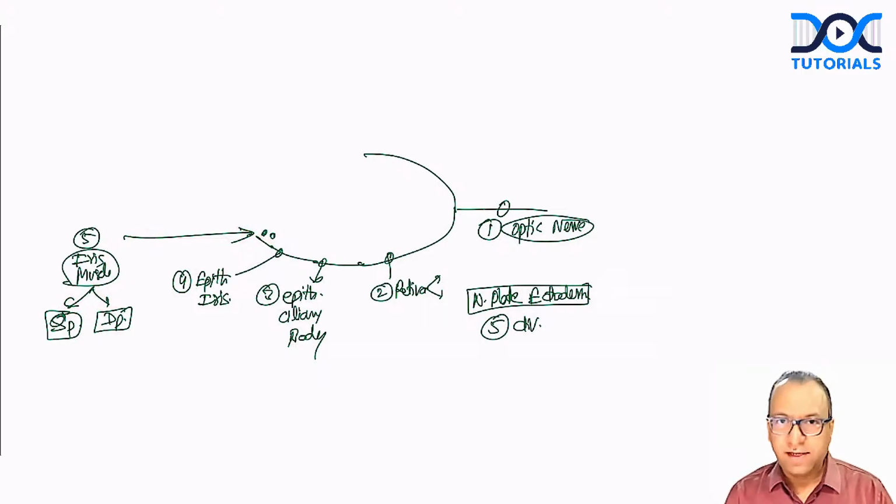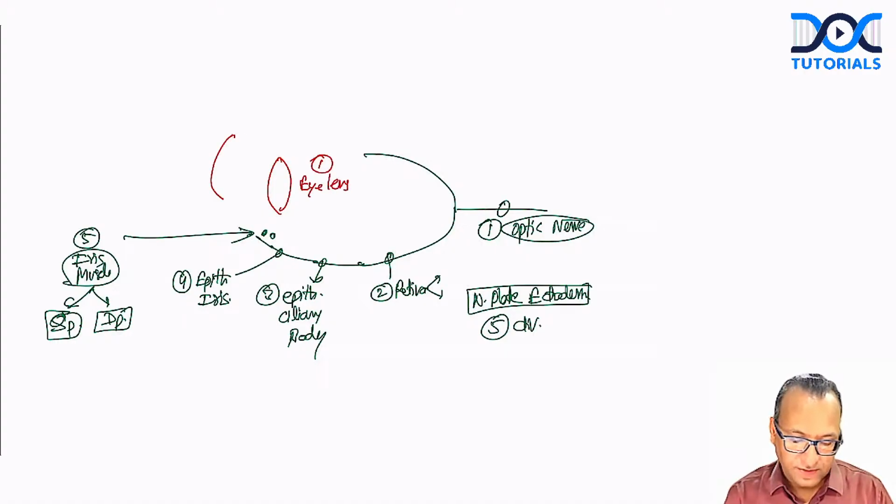Then what are the two derivatives of surface ectoderm? The two derivatives of surface ectoderm are, number one, the eye lens, and number two, the first layer of cornea. The cornea has 5 layers, but the first layer comes from surface ectoderm.